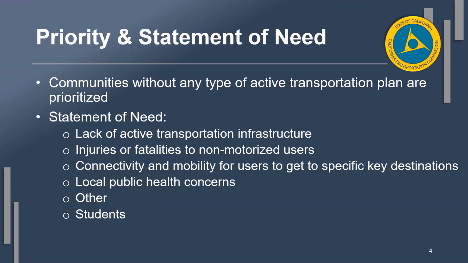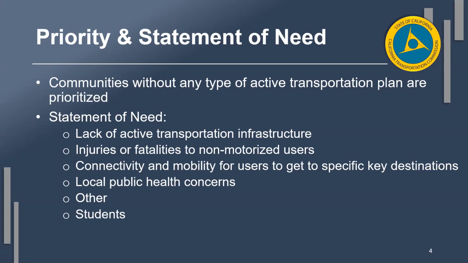So the priority of funding and plan question focuses on the priority to fund the development of community-wide active transportation plans within or encompassing a disadvantaged community. And that includes pedestrian, bicycle, safe routes to school, or comprehensive active transportation plans. With this question, it's broken out into 2 parts. Part A focuses on the priority of the plan, and Part B focuses on the statement of the need.